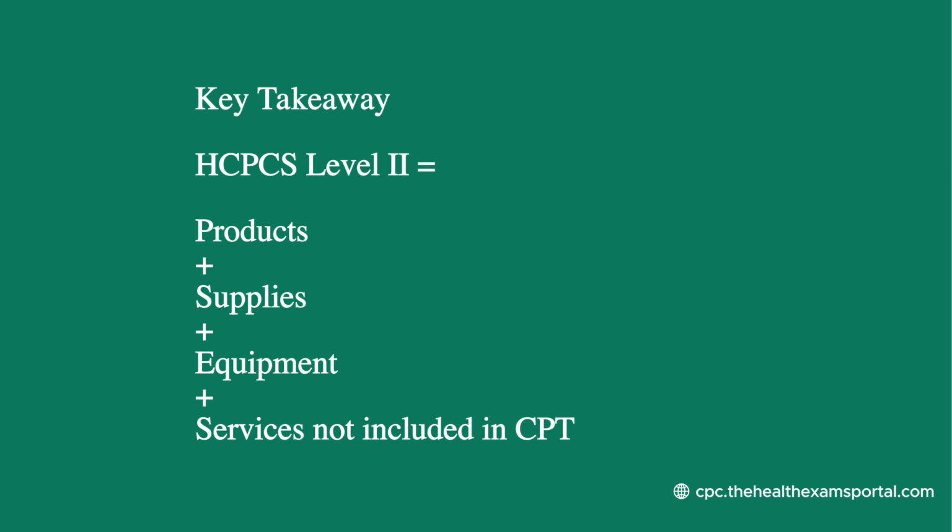The key takeaway for this question is think of HCPCS Level 2 codes as the code set that fills the gaps left by CPT. When you see items like medical supplies, durable medical equipment, or certain drugs, think HCPCS Level 2. For the CPC exam, remember that CPT reports many procedures and services, while HCPCS Level 2 captures additional products and services needed for complete healthcare billing. Let's move on to the next question.